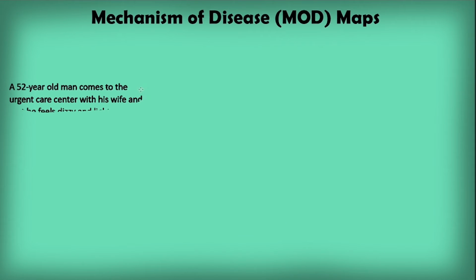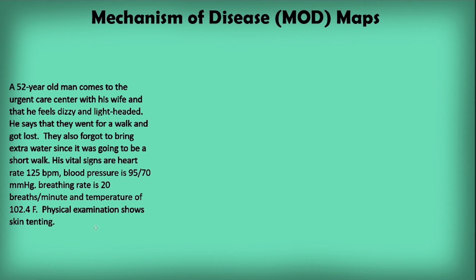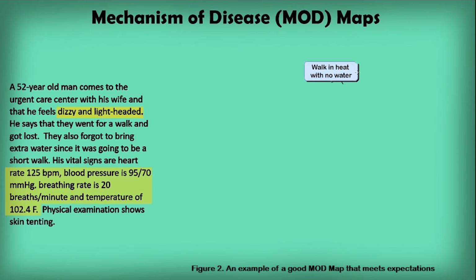Now let's take an example together. Take a look at this clinical case vignette. To create a mechanism of disease map, you will start by identifying important signs and symptoms to determine where your mechanism disease map should conclude. Now let's take a look at what the mechanism disease map for the case should look like.